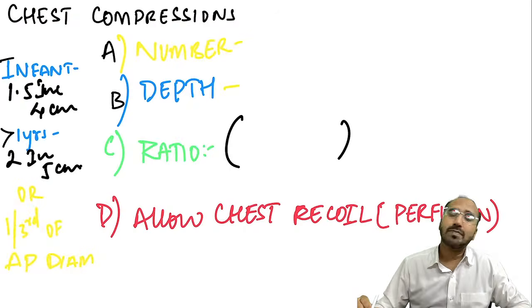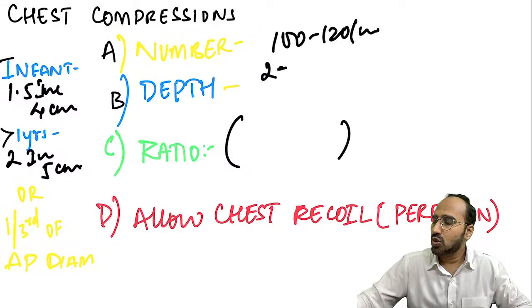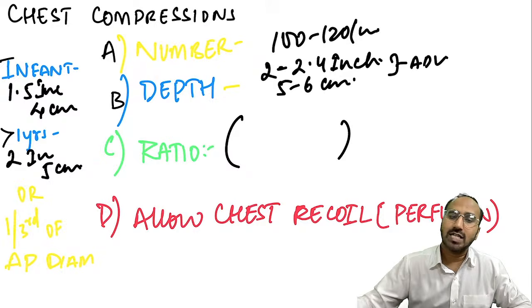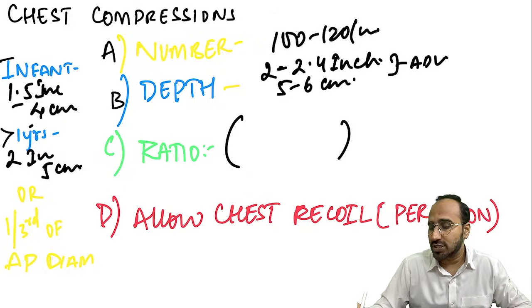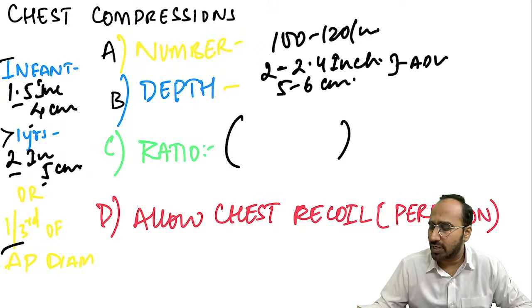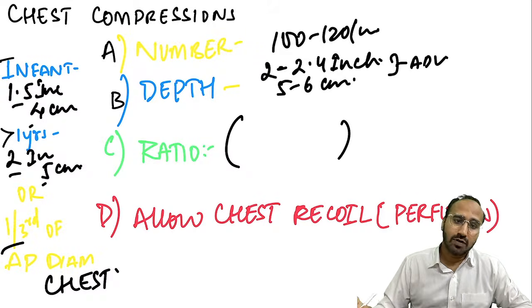Now, guys, how many compressions you have to give in a minute? Very, very important. 100 to 120 per minute. Depth of compression 2 to 2.4 inches or 5 to 6 centimeters in adults, whereas if it is an infant, then 1.5 inches or 4 centimeters. If the child is more than 1 year, then 2 inches or 5 centimeters or 1/3 of the anterior posterior diameter of the patient's chest. That should be the depth of compression.